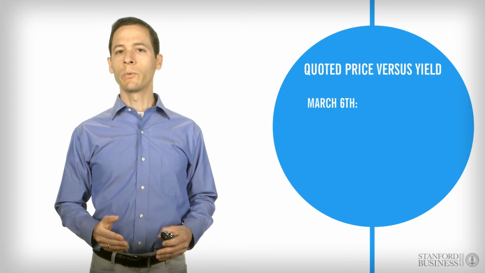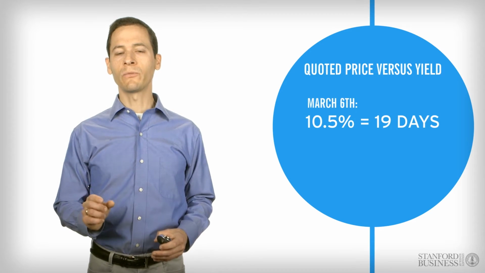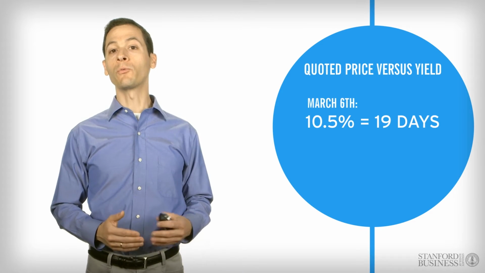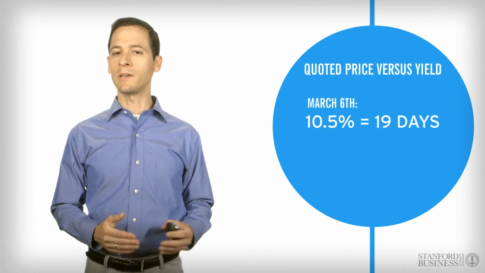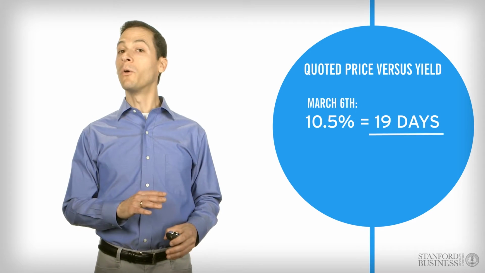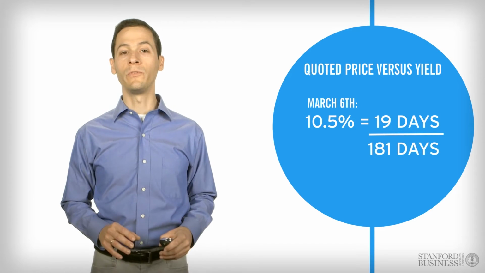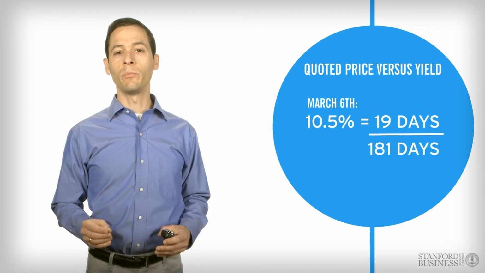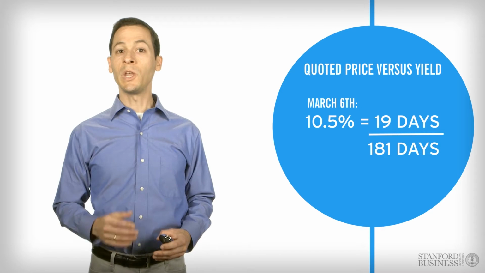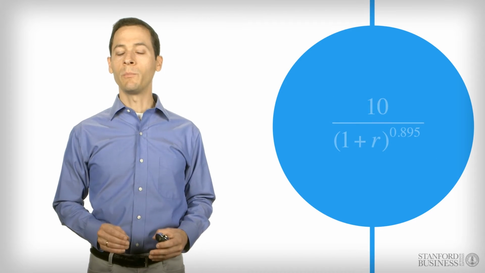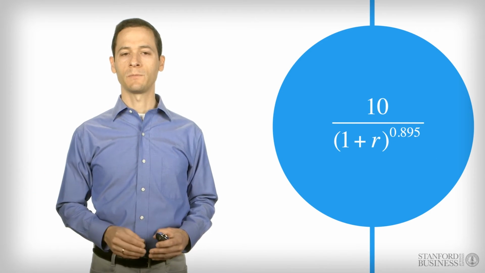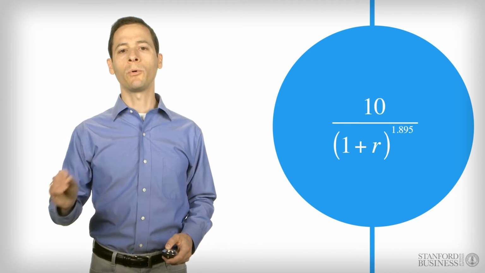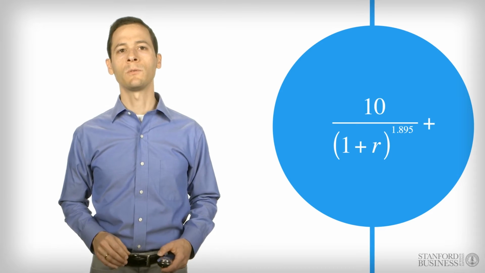On March 6th, we were 19 days closer to the date of the first coupon payment than when the bond was issued. So we were 10.5% of the way through the first 6-month period. 10.5% is 19 divided by 181, which is the total number of days in the 6-month period. So that means that discounting that first cash flow back to March 6th, we have to use an exponent, not of one period, but of 0.895 periods. And discounting the second term, we want to use not 2 periods, but 1.895 periods, and so on.